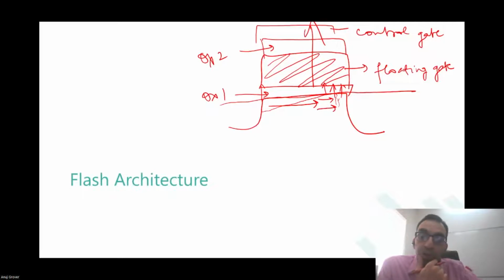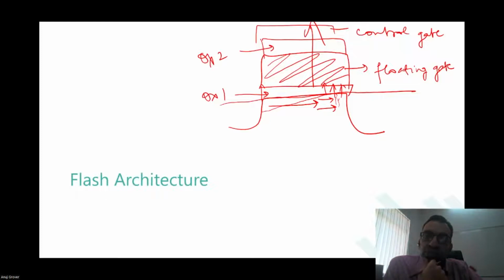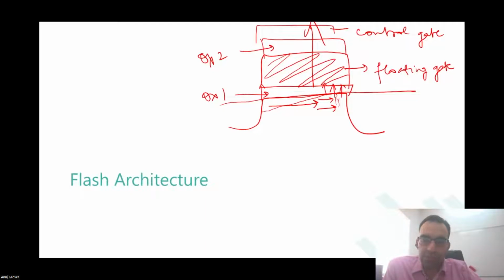But they will not now go because of HCI. HCI is only because there are high energy particles in the channel region. When you apply this kind of voltage, then you initiate what is called FN tunneling. And that is how you will remove the charges from the floating gate there. Is it clear?